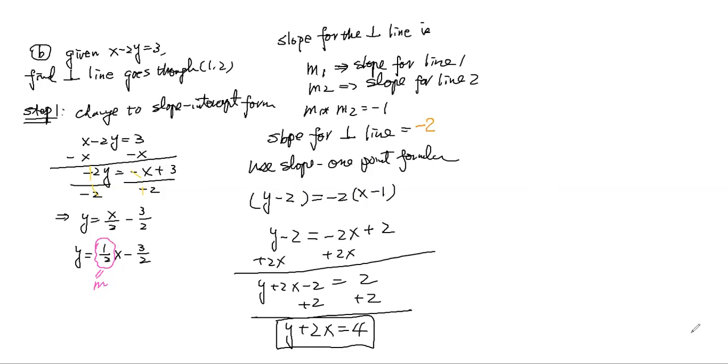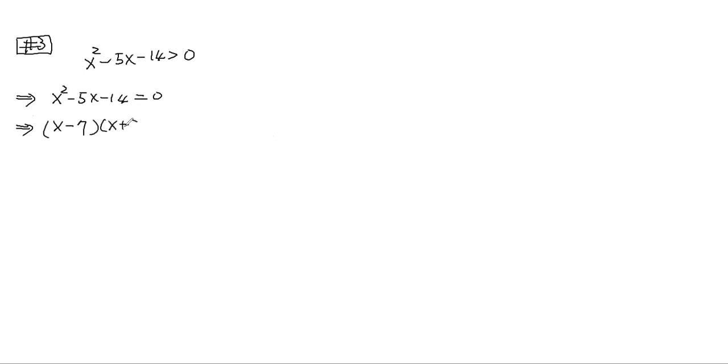Okay, so let's take a look at number 3 here. We did this before, right? We find the inequality and graph it. This one is x squared minus 5x minus 14 greater than 0. If you still remember the way we did it, first we set it equal to 0, and then you factor. So this will be (x minus 7)(x plus 2), correct?